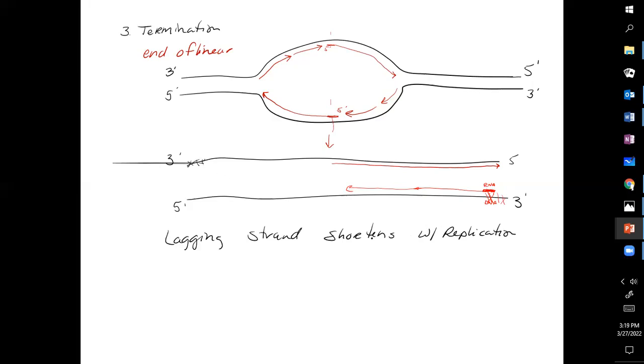Now, does that sound sustainable? If, say, you've got a gene right here, eventually after enough replications, you'd start cutting into the genetic material. So this is not a sustainable situation if we didn't have some mechanism to protect the ends of the chromosomes. So there is protection at the end of the chromosomes, and those are called telomeres.